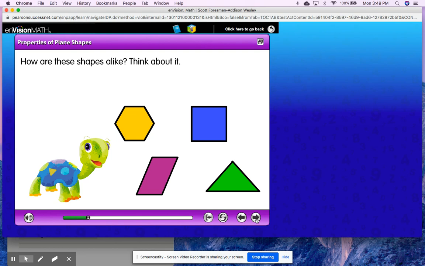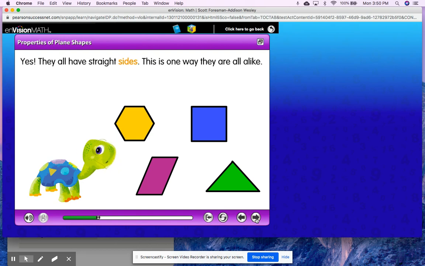Think about it. So right now I want you to start thinking about how these shapes could be alike. I know that all of the shapes you're looking at right now are different shapes, but there are things that make them alike. Do these shapes have straight sides? Answer that question out loud. Yes, they all have straight sides. This is one way they are all alike. Even though we are looking at different shapes, they're alike because they all have sides that are straight.